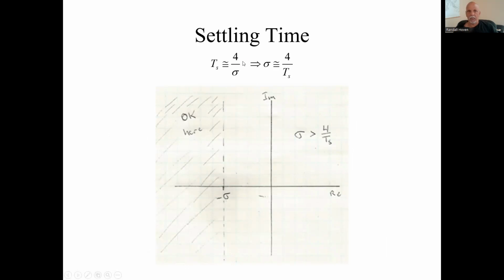So settling time had this relationship. It's just 4 over sigma. And what is sigma? That's where it is in the left half plane. It's at minus sigma. So that gives us a line, this vertical line. And for settling time less than something, we need poles to be in the shaded region. If the spec says settling time must be less than something, that means the left of this line, where this sigma is calculated as 4 over the settling time.